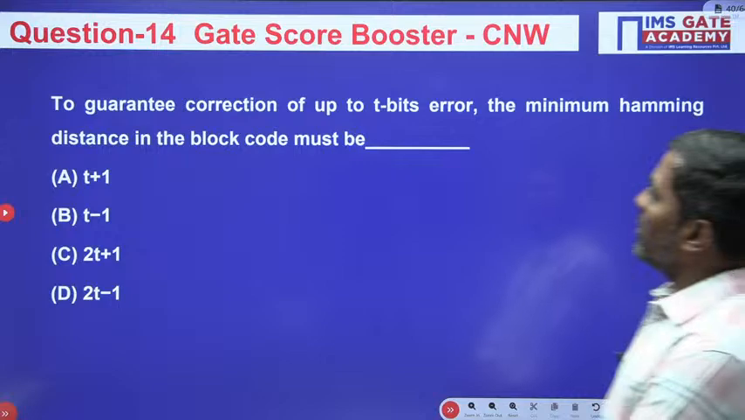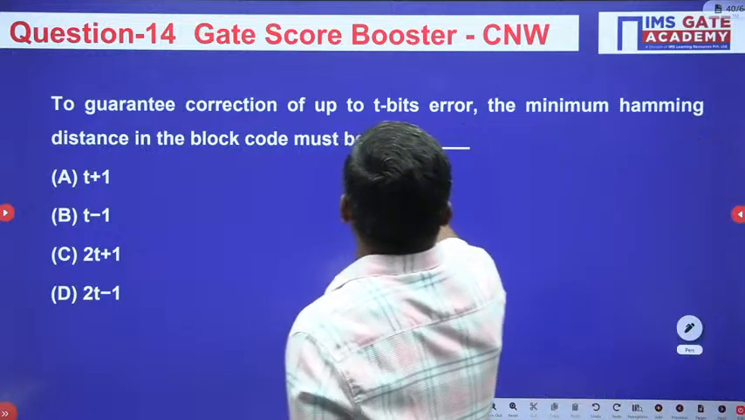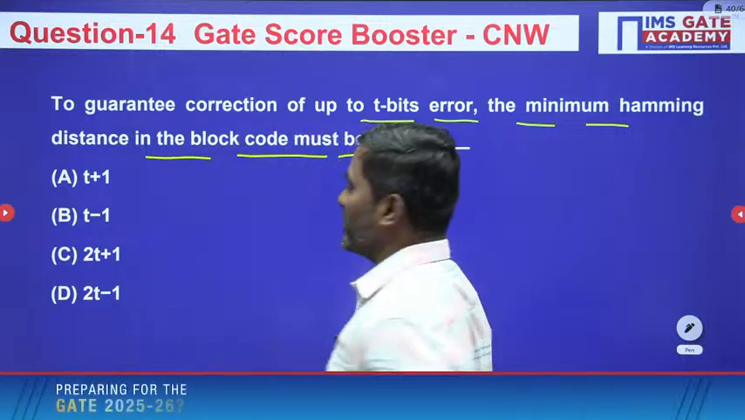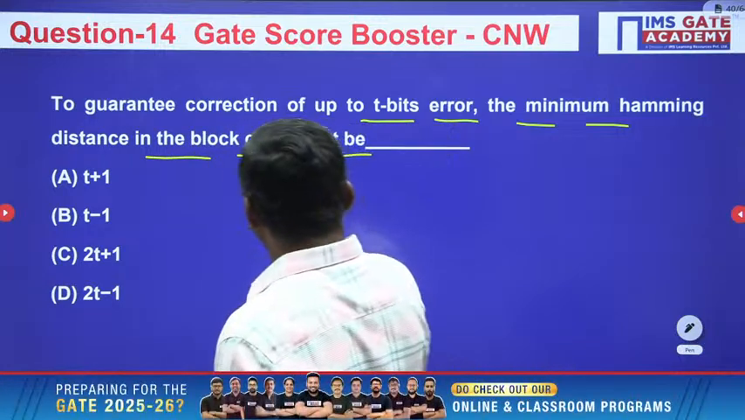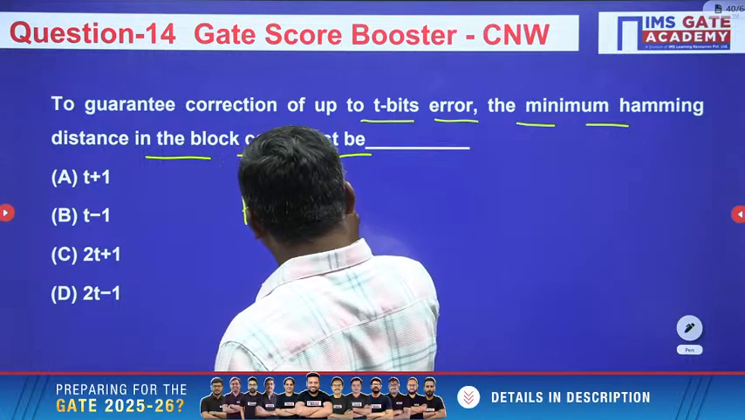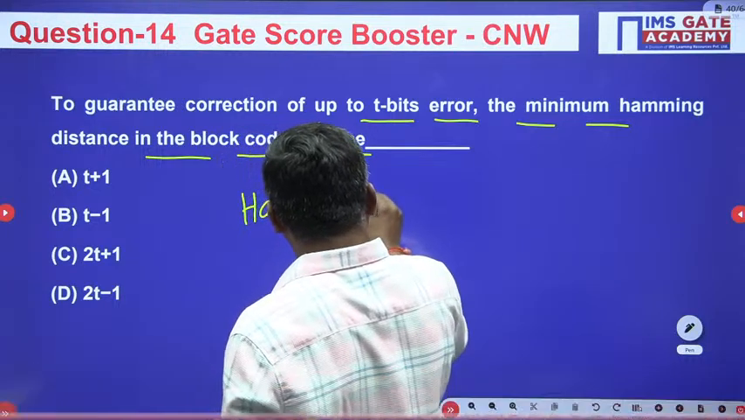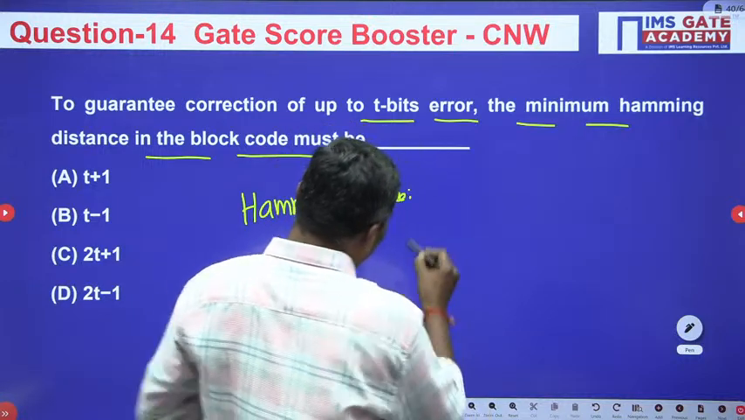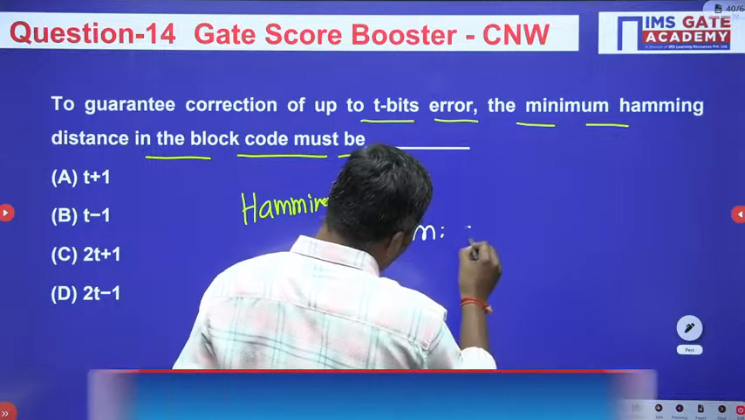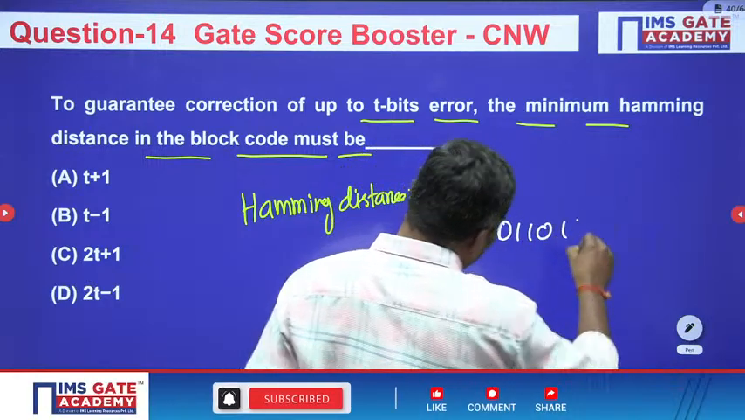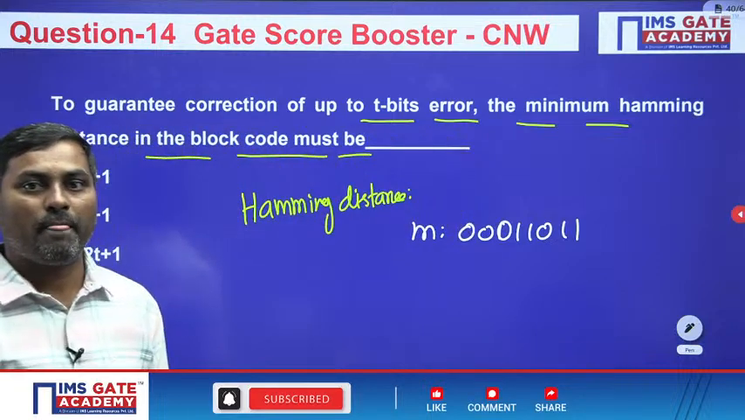Now, to guarantee correction up to t bits error, the minimum Hamming distance in the block code must be dash. Can you tell me, what is the meaning of Hamming distance? Please understand. Hamming distance. Suppose, for example, I am sending a message like this: 00, 01, 10, 11. Please observe now.